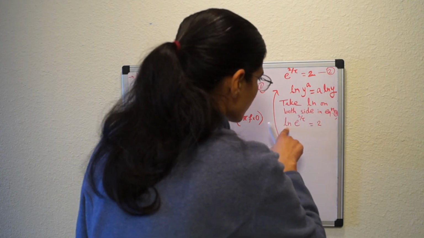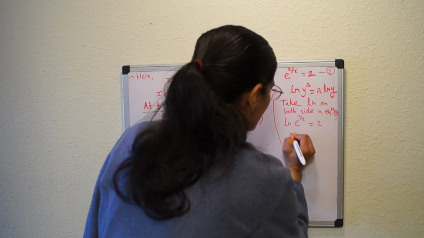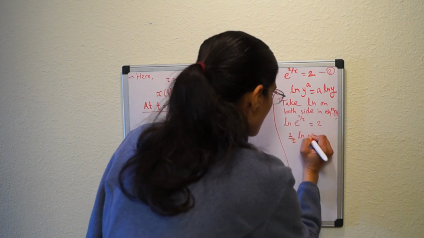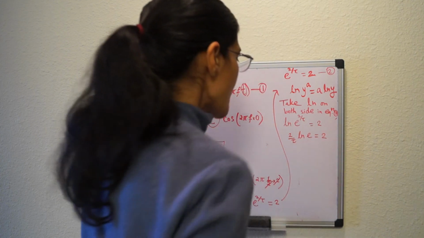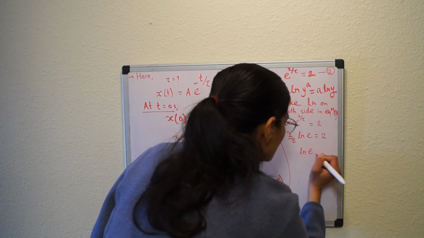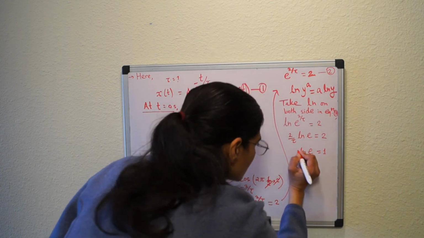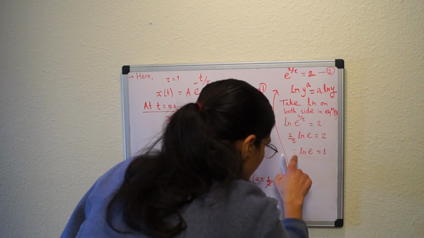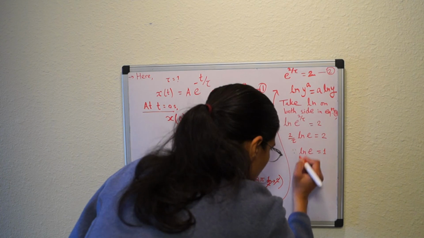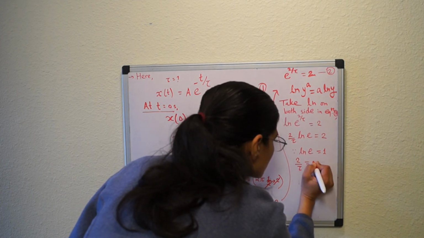So natural logarithm of something to the power something: this power, 2 by tau, can come in front, and then we are just left with ln e. Now another property of natural logarithm is that the natural logarithm of e is 1. So we can write 2 by tau times 1, we don't need to write, is equal to 2.